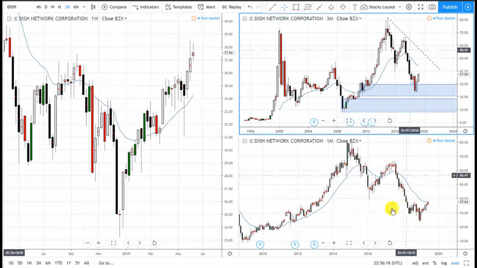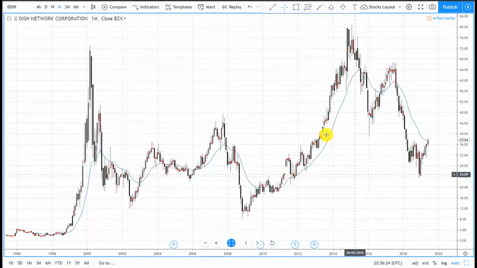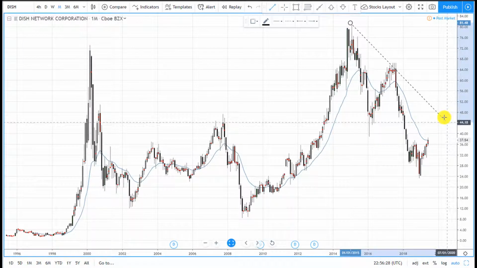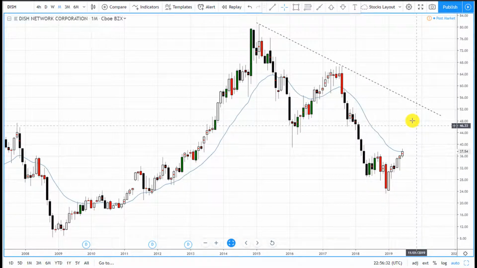And on the monthly, we can draw a trend line. So this is the trend line. So it's obviously down.